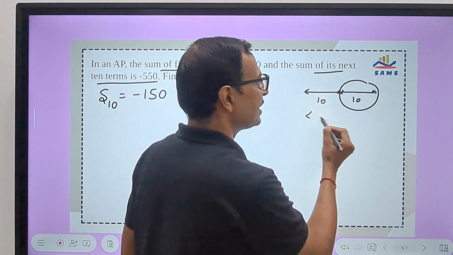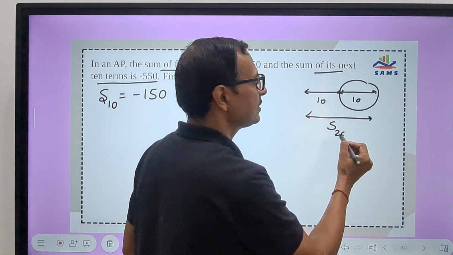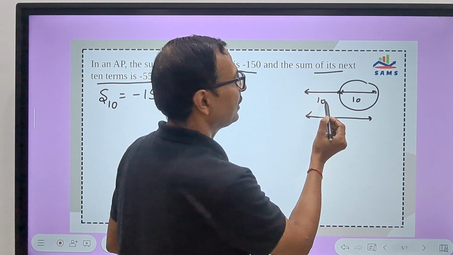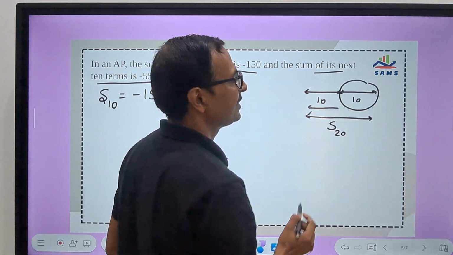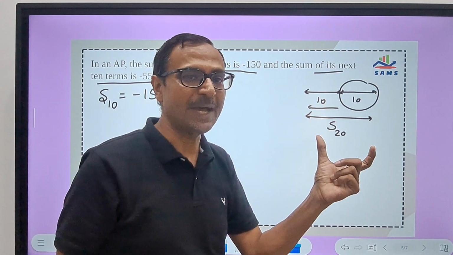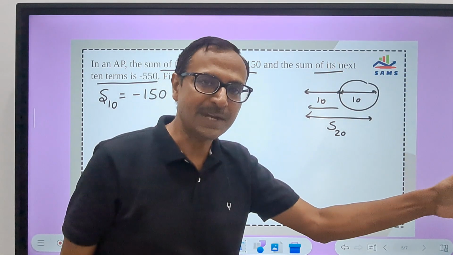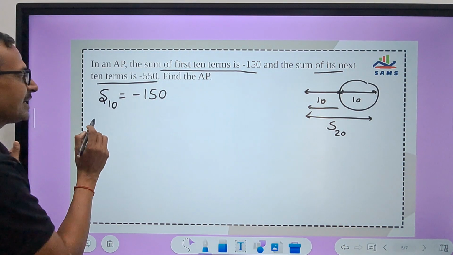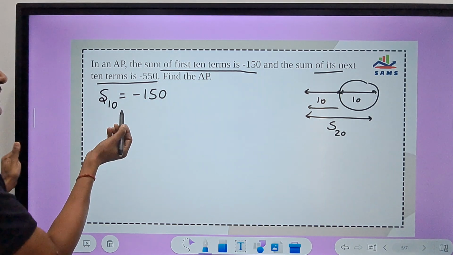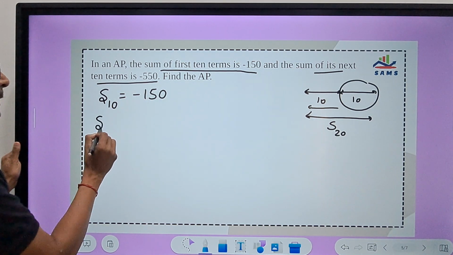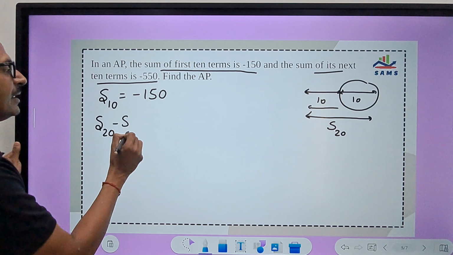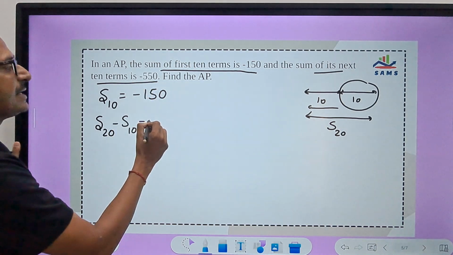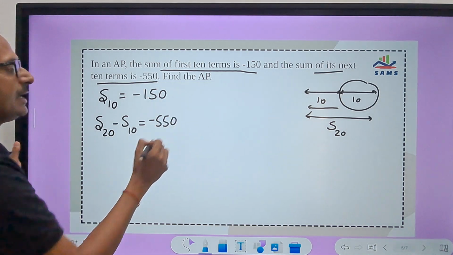You will find the sum of 20 terms first, and then subtract the sum of the first 10 terms from that. You will get the sum of the next 10 terms. Now that is the concept we have to use in the question. So what is the next thing given to us? Sum of next 10 terms means S20 minus S10 is given to us as minus 550.